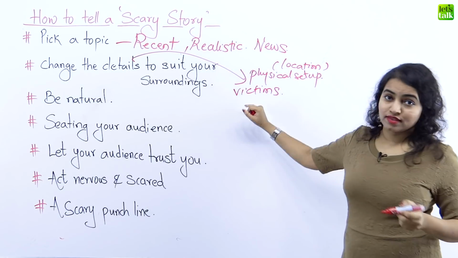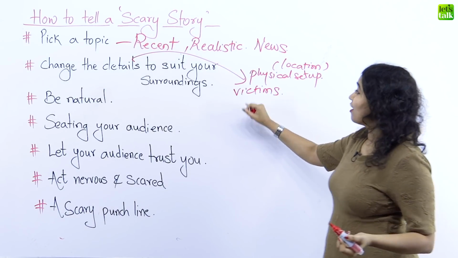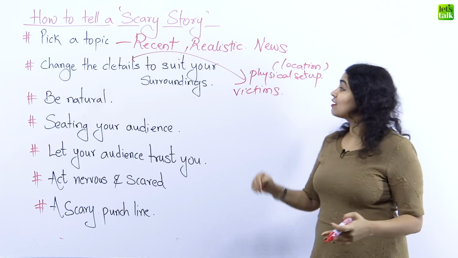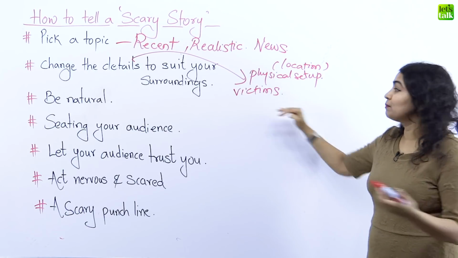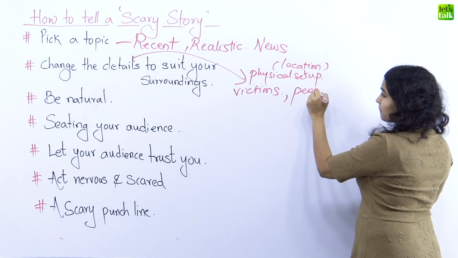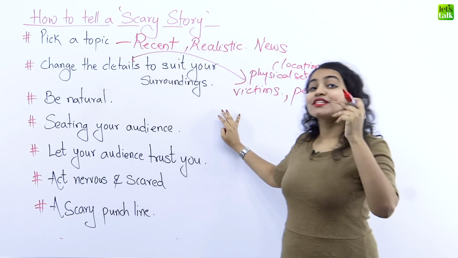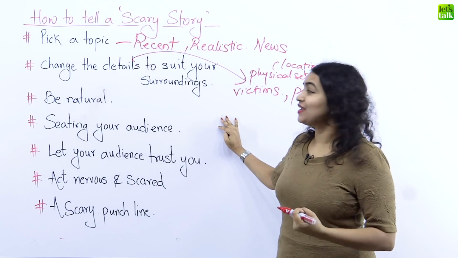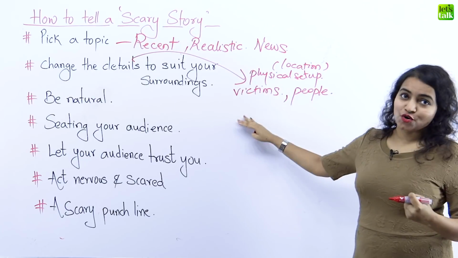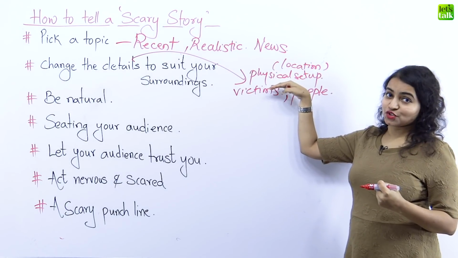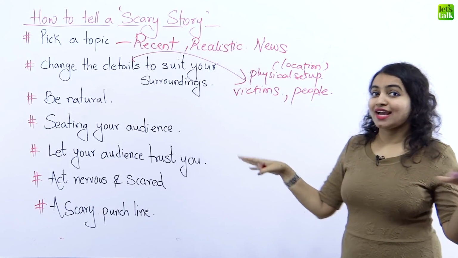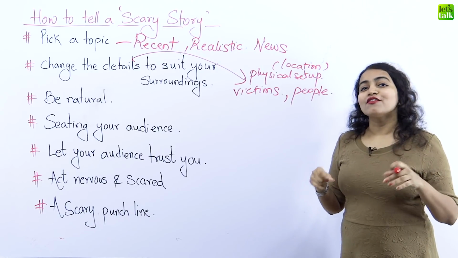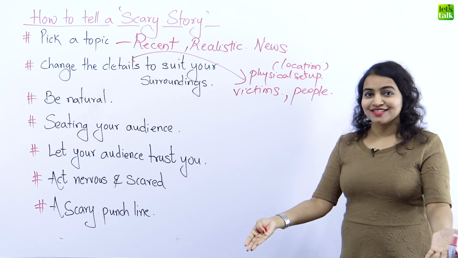So two important things when it comes to the details of a story are the physical setup, where the story is actually happening, the physical location, and the victims involved, or the people basically involved in the story. Now, when you are telling your story, in order to make it sound more believable, a little bit more scary, you've got to ensure that the physical location of the story is similar to where you are at right now, and the victims or the people involved in the story are very much similar to your audience right now.